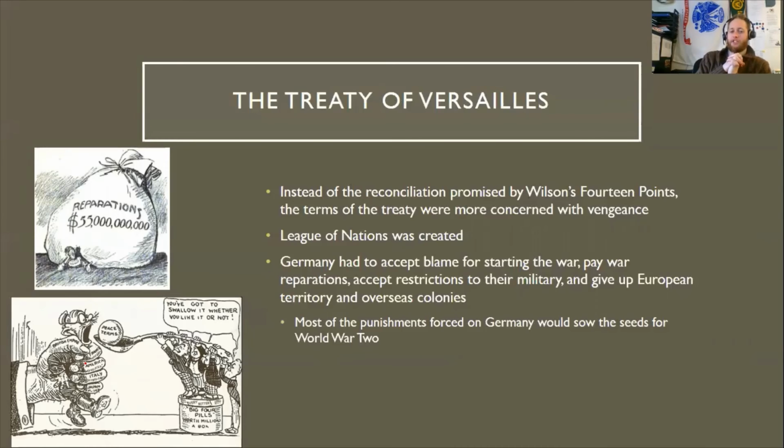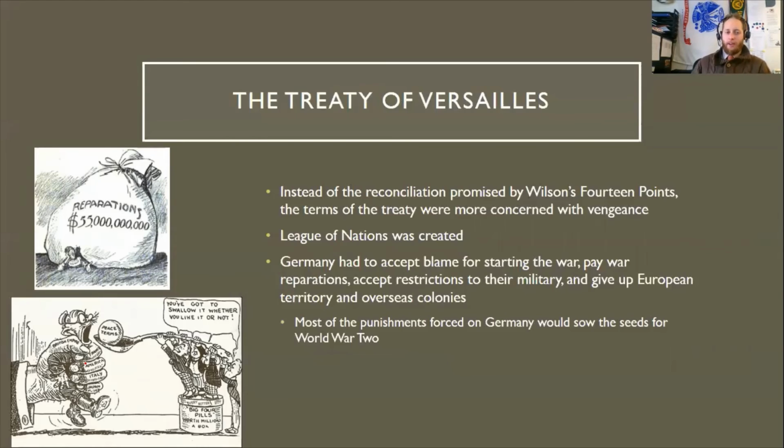Other terms is that Germany had to accept blame for the war. There was a specific clause in the treaty called the War Guilt Clause that Germany had to legally accept responsibility, even though if you look back at the history of the war, you've got Serbia and Austria-Hungary and Russia all declaring war on each other before Germany even gets involved. So that's really just people being petty at the time and not really realistic or rational.